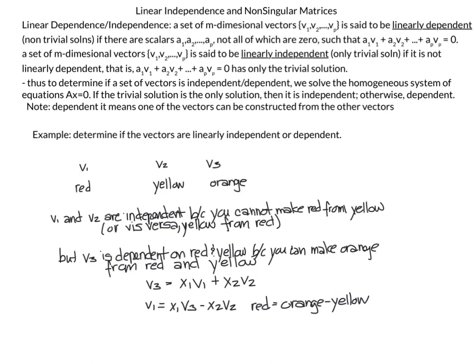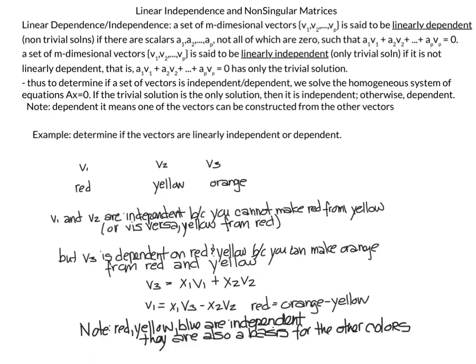And now returning back to this note, hopefully this makes it clearer that dependent means one of the vectors can be constructed from the other vectors. And just a quick note, red, yellow, and blue are all independent because you can't make one from the other, and you cannot make one from the other two. No matter how much you combine red and yellow, you'll never get blue. No matter how much you combine red and blue, you'll never get yellow. And no matter how much you combine yellow and blue, you'll never get red.